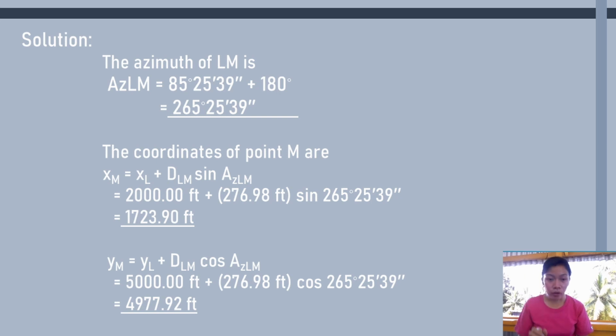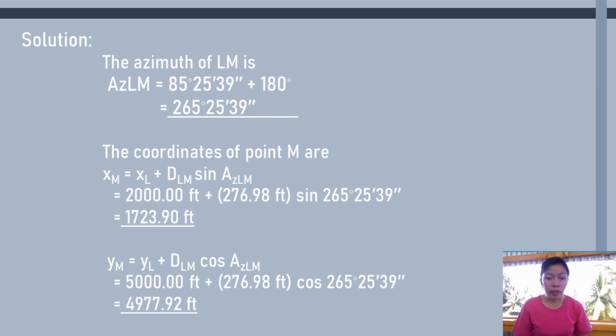The x-coordinate of point M is equal to the x-coordinate of point L plus the distance of LM times the sine of azimuth LM. It is equal to 2,000 feet plus 276.98 feet times sine of 265 degrees 25 minutes 39 seconds. So it is equal to 1,723.90 feet.